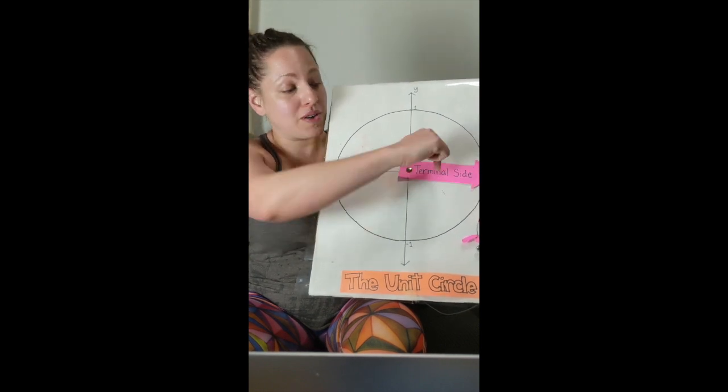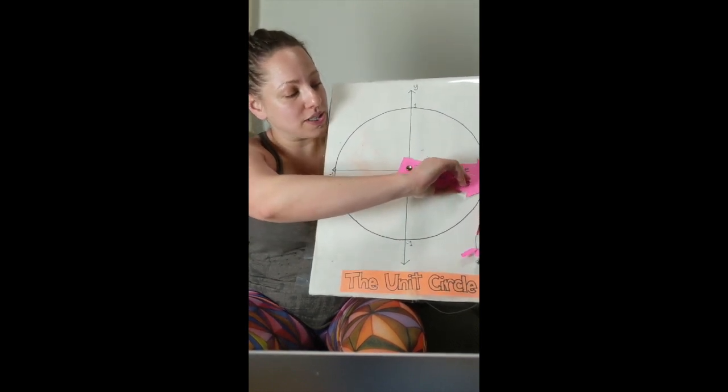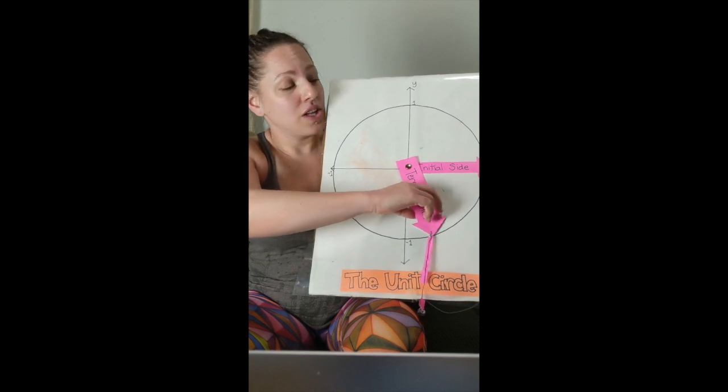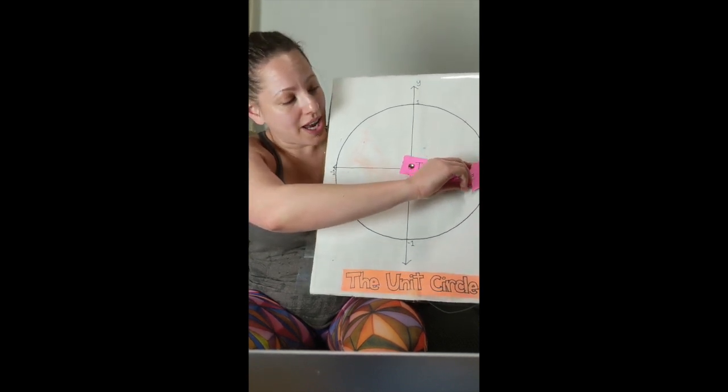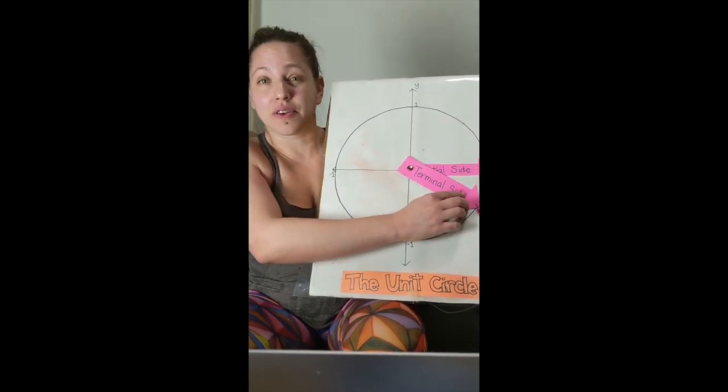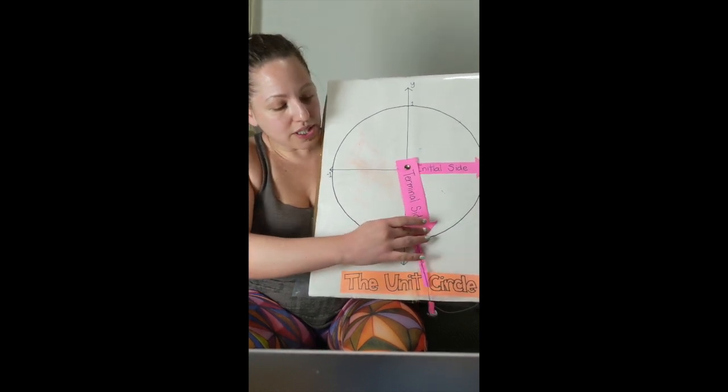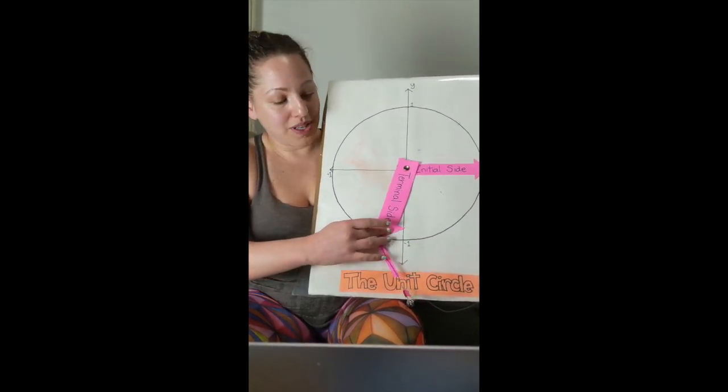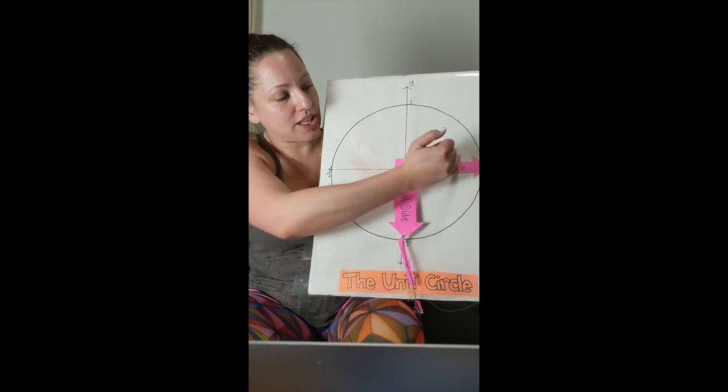Again, we start here, but if I go the opposite way, if I go clockwise, now it's going to be a negative angle. So for example, if I start here and I move about that far, that would be like negative 30. If I move all the way down to here, that would be negative 90, maybe negative 100. So that direction is negative, that direction is positive.